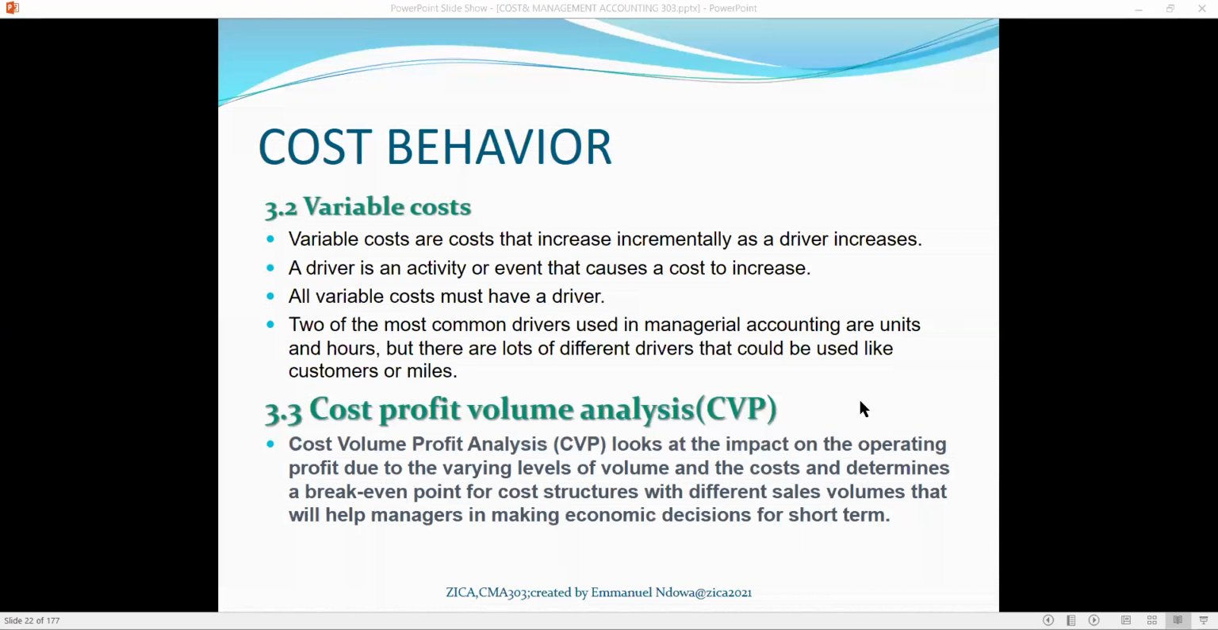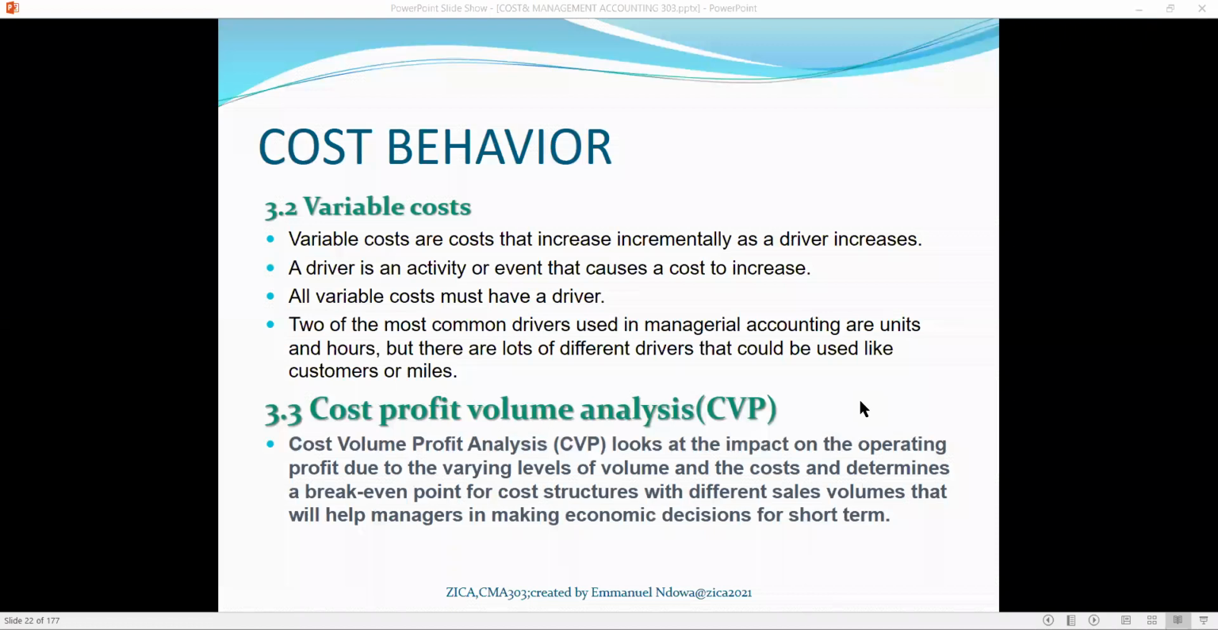So profit volume analysis looks at the impact on the operating profit due to the varying levels of volume and cost, and determines the break-even point for cost structures with different sales volumes, which will help managers in making economic decisions for the short term.